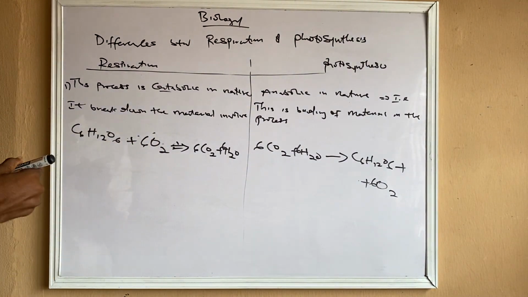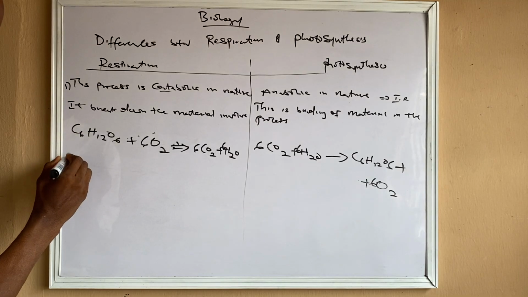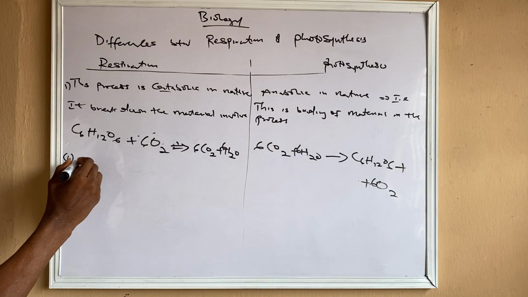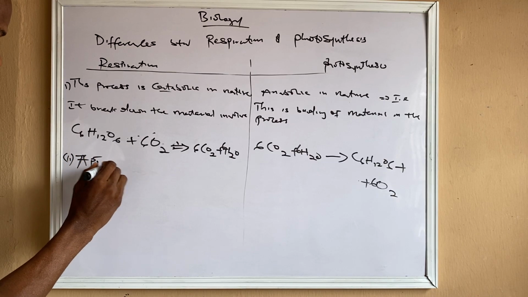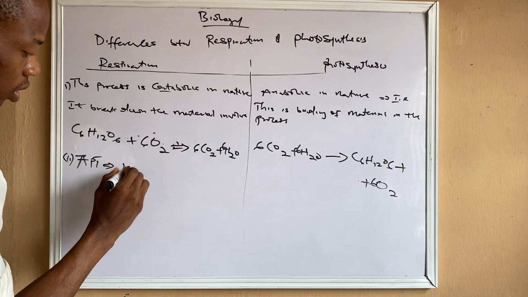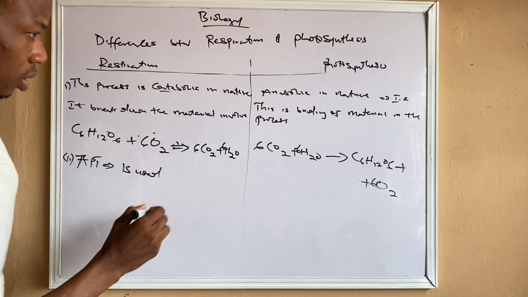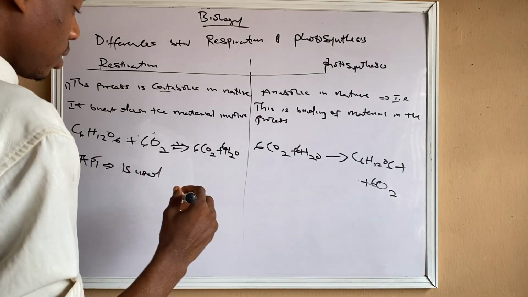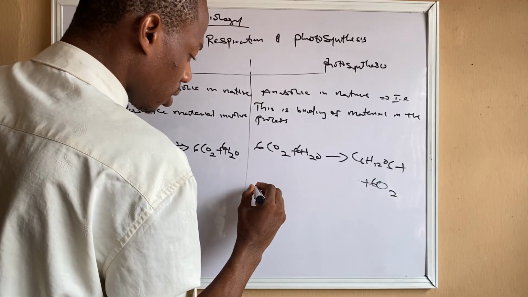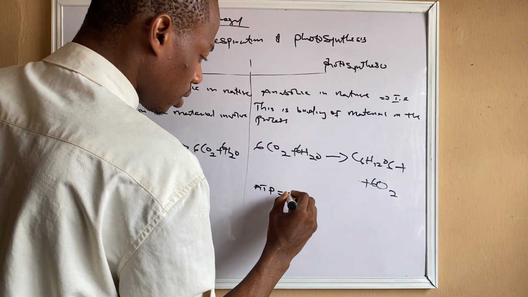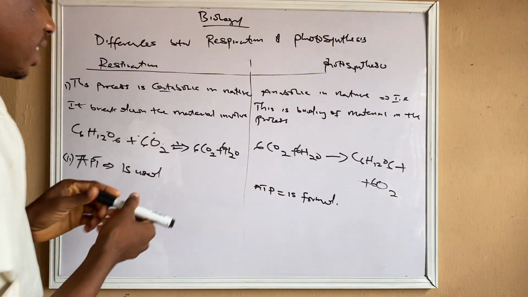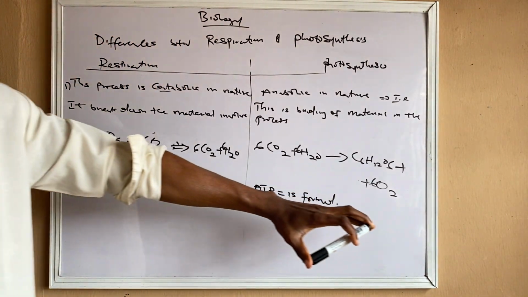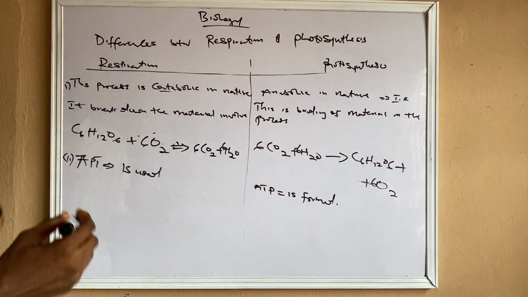The second difference is that ATP is used here, right? And ATP is formed here. That is, the energy is being used here while the energy is being formed here.